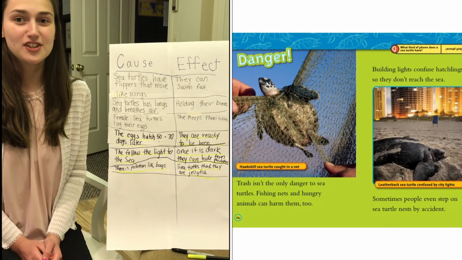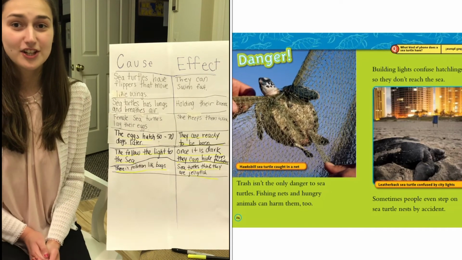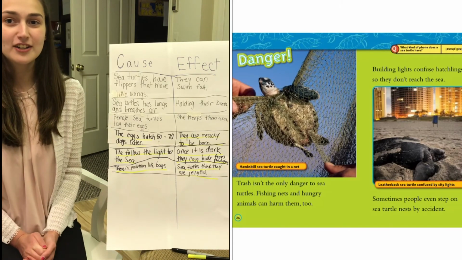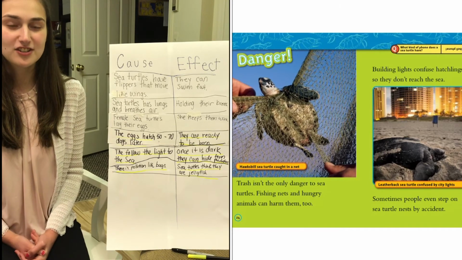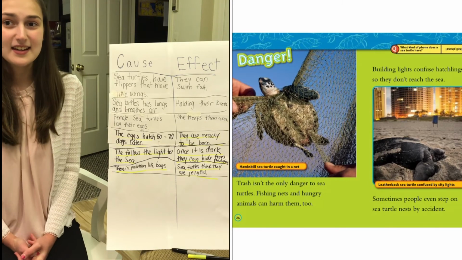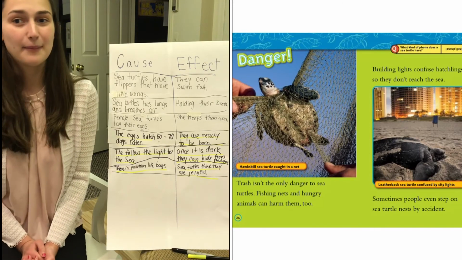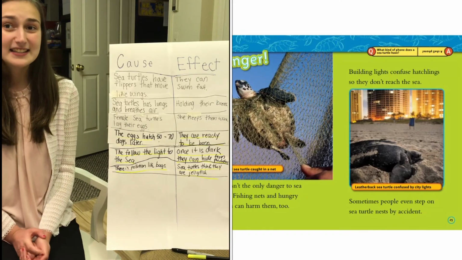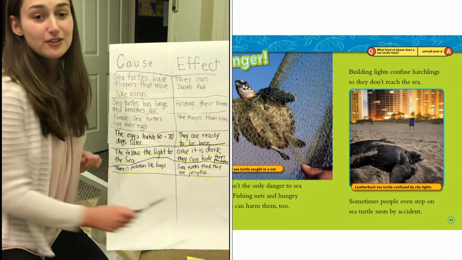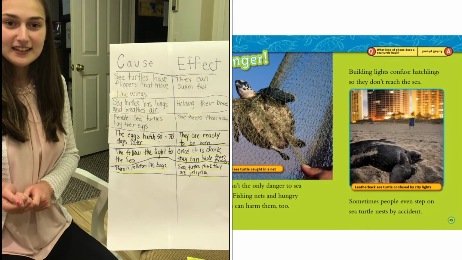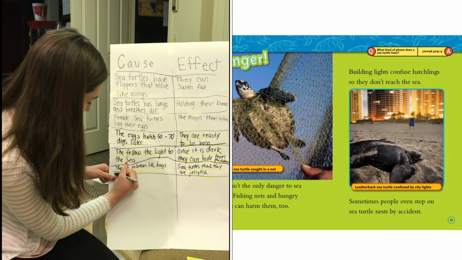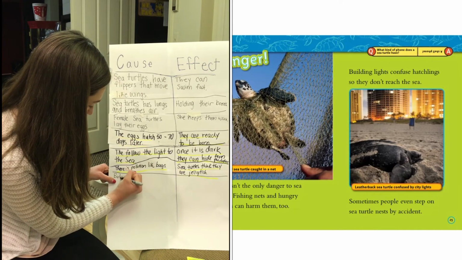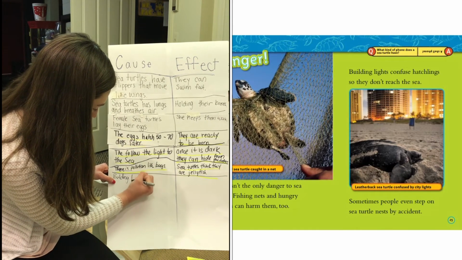Danger! Trash isn't the only danger to sea turtles. Fishing nets and hungry animals can harm them too. Building lights confuse hatchlings so they don't reach the sea. Sometimes people even step on sea turtles' necks by accident. Next one is that building lights look like the sunlight that leads the hatchlings to the sea.